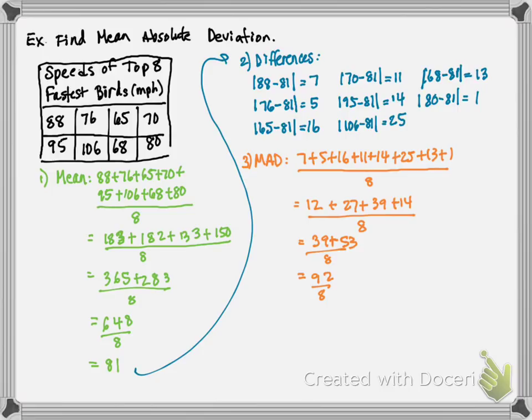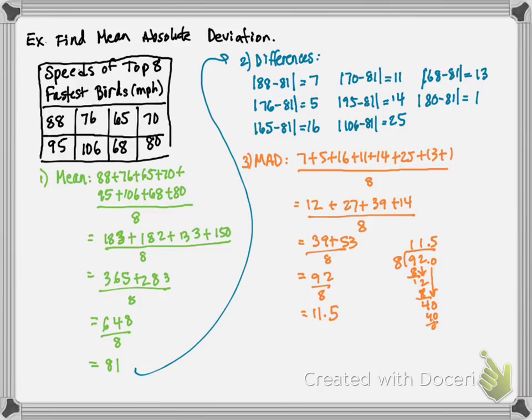And then we're going to divide 8 into 92. So 8 goes into 9 once, with 1 left over, bring down the 2. 8 goes into 12 once, which is going to give me a 4. Put in a decimal point, bring down a 0, and that goes in 5 times evenly. So we get a MAD of 11.5.